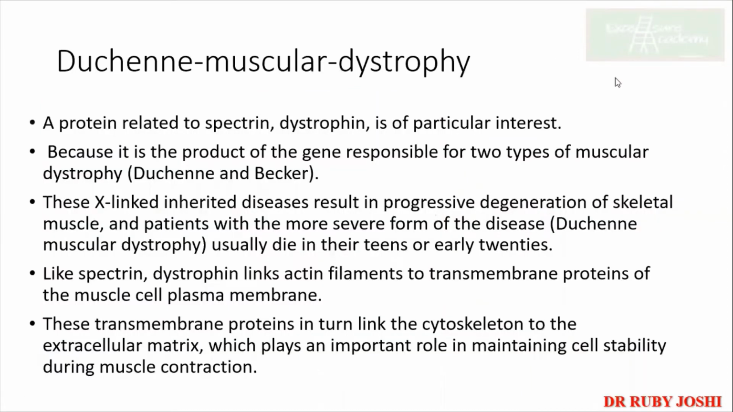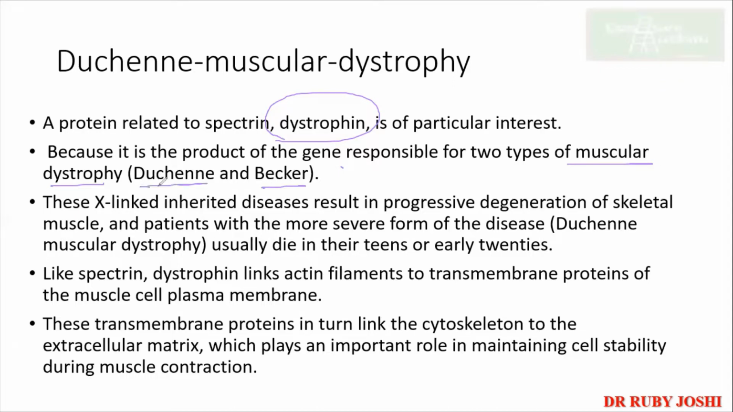Now coming to this DMD, that is Duchenne muscular dystrophy. Guys, this is really important from the exam point of view, and that's why I'm taking this right now in detail. Okay, now there is a protein which is related to spectrin known as dystrophin. Now it is of very particular interest because it is a product of the gene responsible for two types of muscular dystrophy known as Duchenne and the Becker.